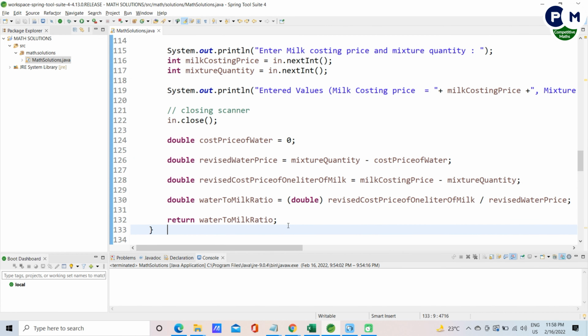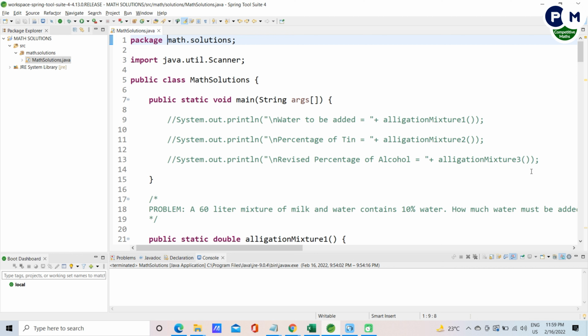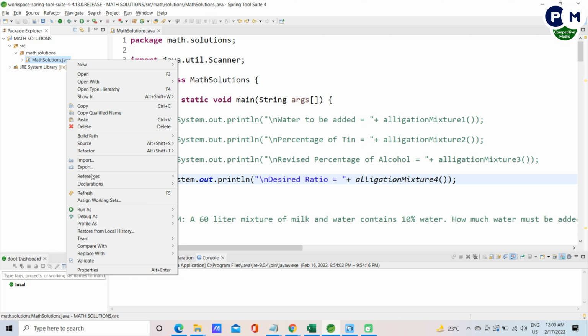Next, define the cost price of water as 0. Next, the revised water price is calculated as mixture quantity minus cost price of water. Next, the revised cost price of 1 liter of milk is calculated as milk costing price minus mixture quantity. Next, the water-to-milk ratio is calculated as the revised cost price of 1 liter of milk divided by the revised water price. The last step is to return the water-to-milk ratio.